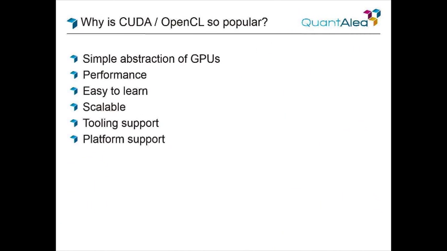So, why are CUDA and OpenCL so popular? I think there are many reasons for that. First of all, it's a very simple programming model for massively parallel hardware with many threads based on a single instruction, multiple data idea. That's the most important factor, I would say. Then they deliver performance because the programming model is actually reflecting the GPU hardware in a very good way.